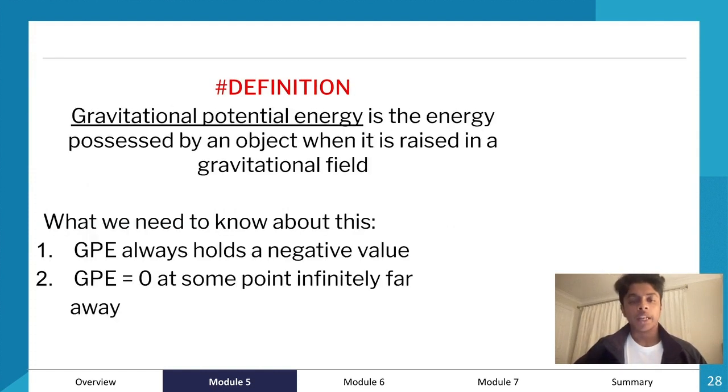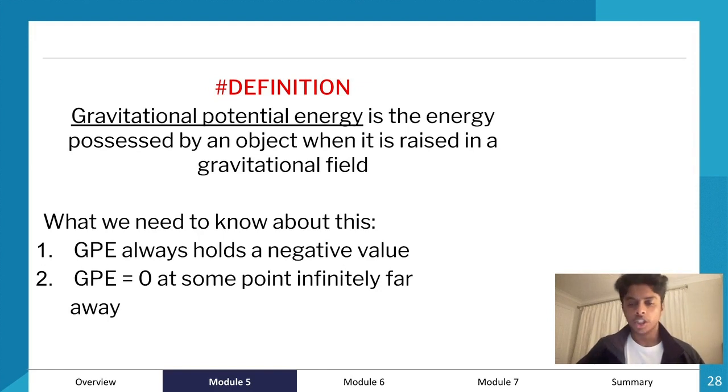But yeah, we can now move on to gravitational potential energy. All these definitions could be tested in like 1 to 2 markers. So just make sure you know the content, right? Gravitational potential energy is the energy possessed by an object when it is raised in a gravitational field. And what we need to know about this is GPE always holds a negative value.